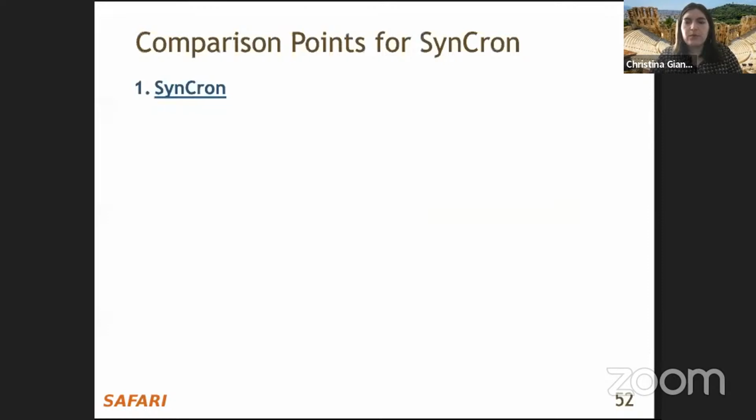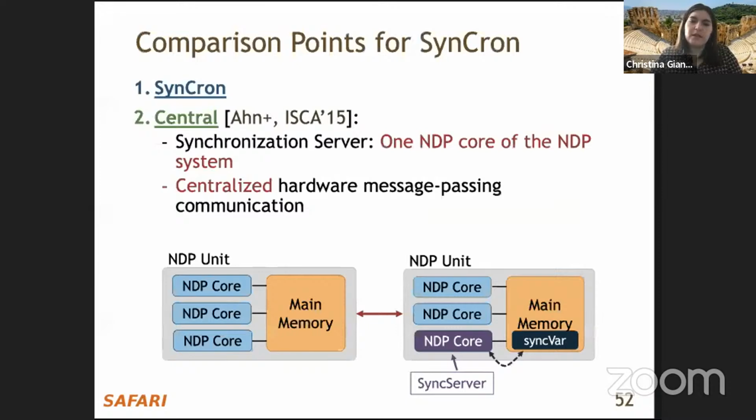So we compare SynCron with three schemes. First, Central is a message passing scheme proposed in the Tesseract paper, where we have one dedicated NDP core in one NDP unit of the system, and this core is a synchronization server that coordinates synchronization using main memory, basically using its own memory hierarchy, and it keeps all information needed to coordinate synchronization using a synchronization variable allocated in main memory.